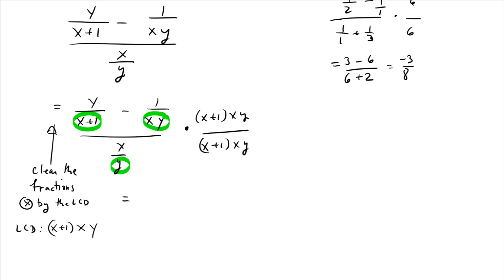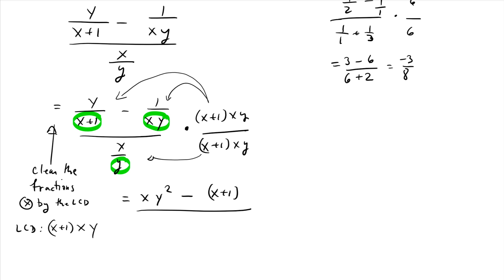Now when I multiply, I'm going to multiply this by this. x plus 1 is going to go away, so I'm left with x y squared, minus, now multiply this by this. x y goes away, just x plus 1. Divided by, now multiply this by this, the y is going to go away, x plus 1 times y.